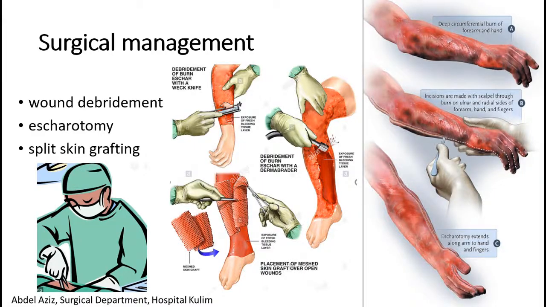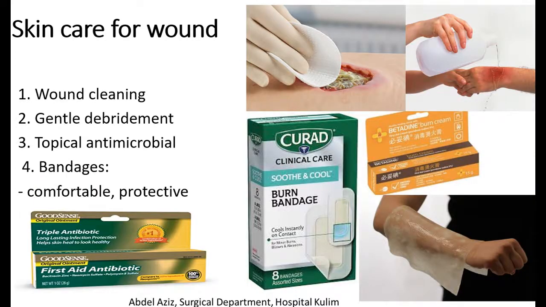For surgical management, wound debridement, escharotomy, and split skin grafting are provided as shown in the diagram below. Before discharge, the doctor would advise some skincare to their patients, such as wound cleaning using soap and water, gentle debridement to remove any slough, topical antimicrobial to prevent infections like Pseudomonas aeruginosa, and to change their bandages frequently and make sure they are comfortable and protective.